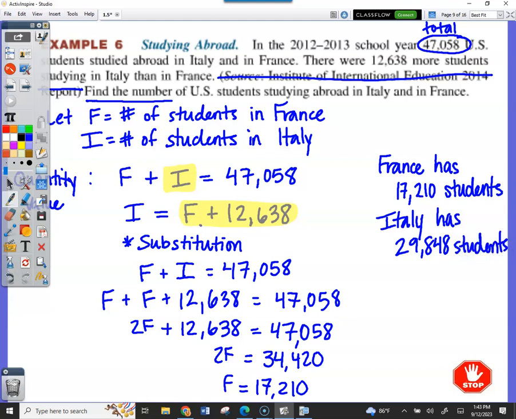Which is why it's really important when you assign your variables that the variable matches what you're trying to find, so that when you go to type your answer in MyMathLab, you type the number in the correct category. Okay?